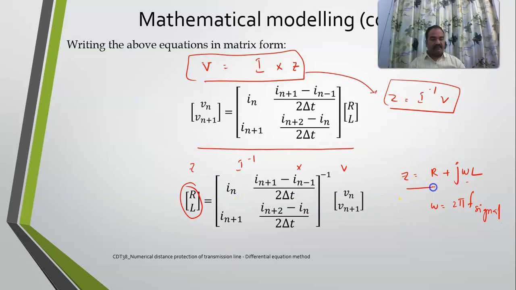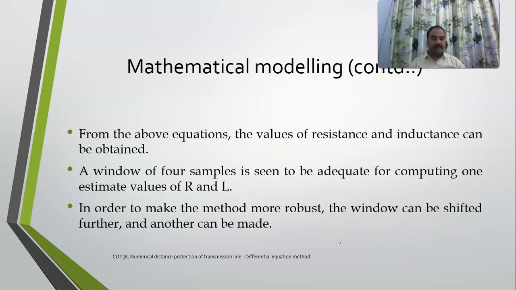Once you get this value of Z, Z will be compared with your setting value, and if it is low, then the relay will be giving a trip signal. So from the above equations, the values of resistance and inductance can be obtained, and from that Z can be obtained, and it can be compared with a preset value in order to issue a signal.